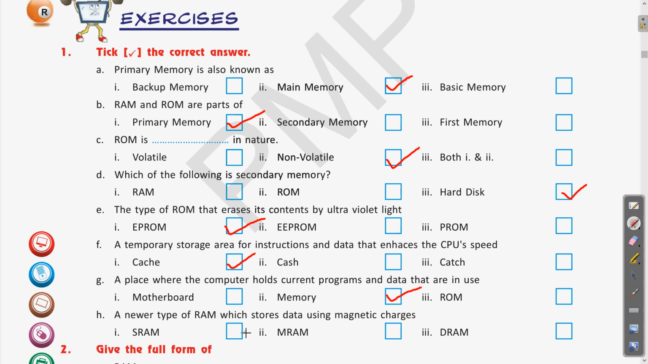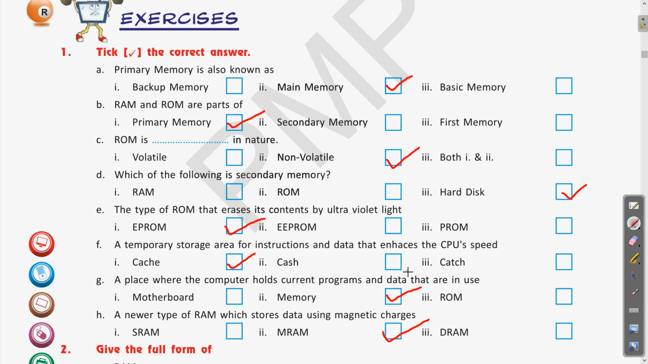Next, H. A newer type of RAM which stores data using the magnetic charges. Magnetic charges, it is used by which type of RAM? It is used by the magnetoresistive RAM, and the abbreviation of magnetoresistive RAM is MRAM. So the answer of this will be MRAM. So you can pause this and do all of the objectives and take the correct answers.